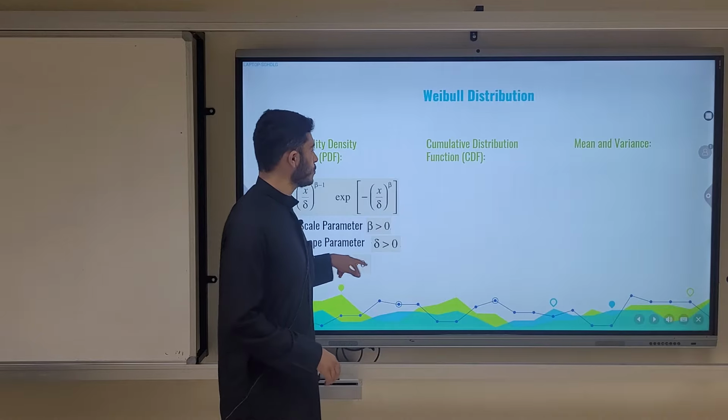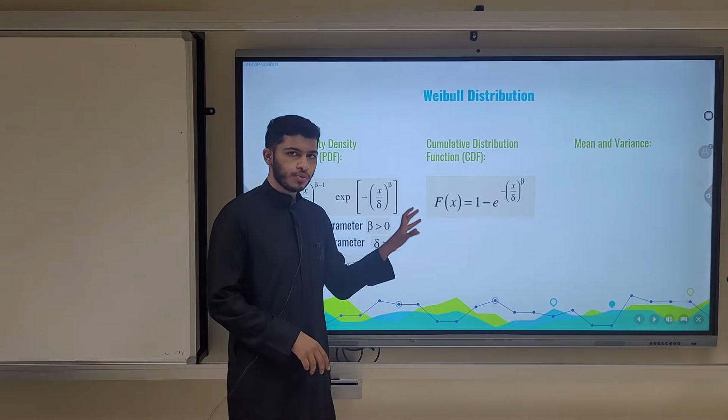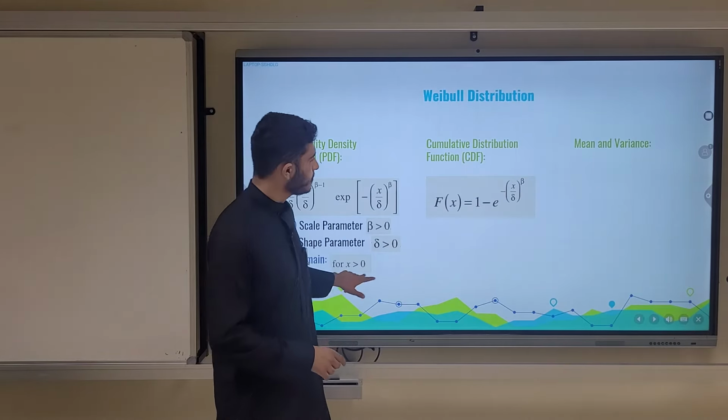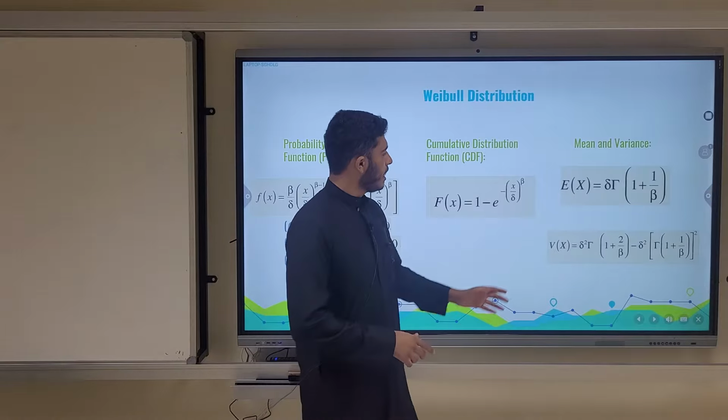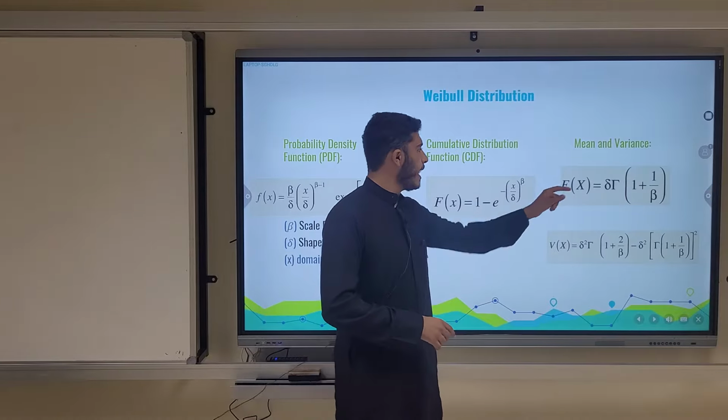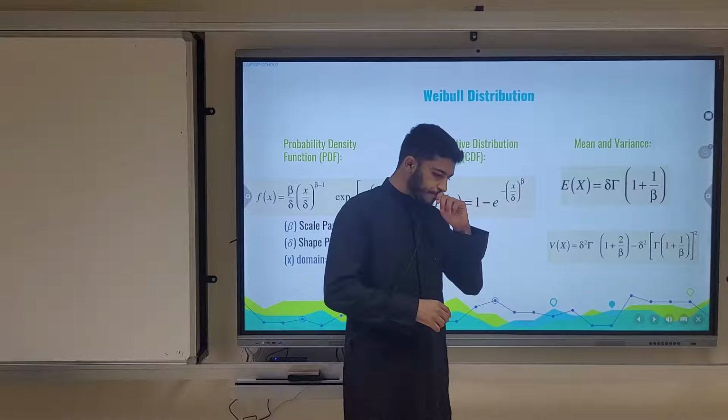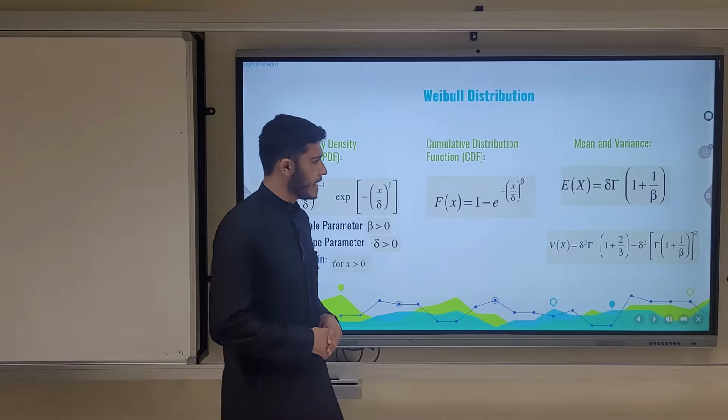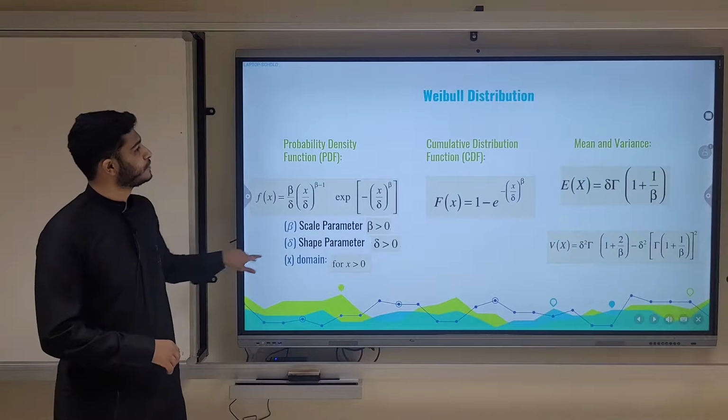The cumulative distribution function, which is the one that we are going to use in our solving, looks like this. The mean and the variance, these are the formulas for them. They have a gamma function in them, so by now we should know how to evaluate a gamma function.